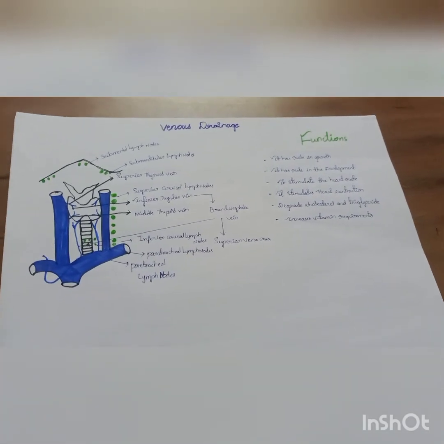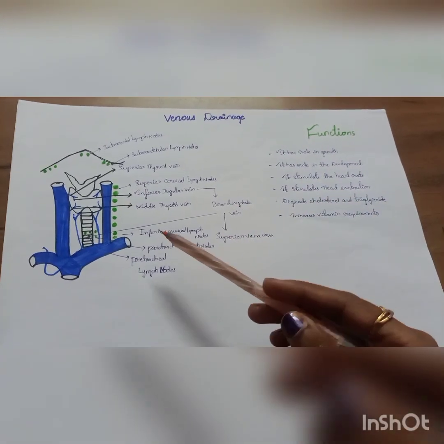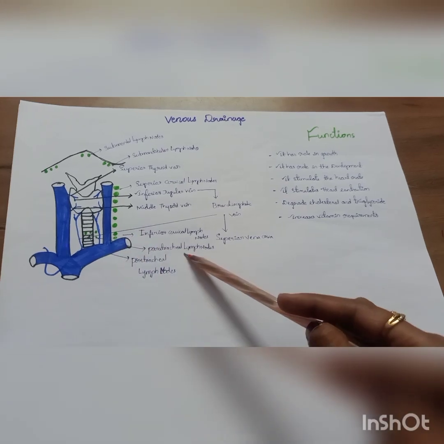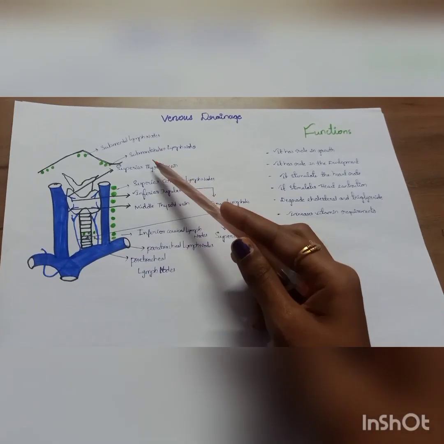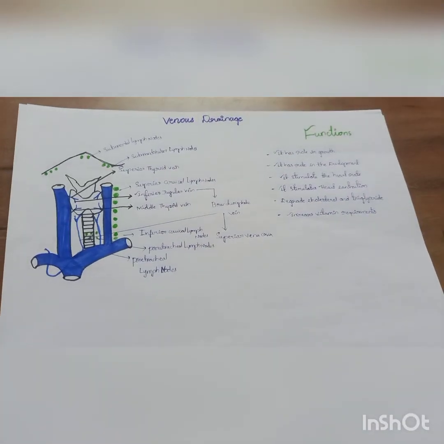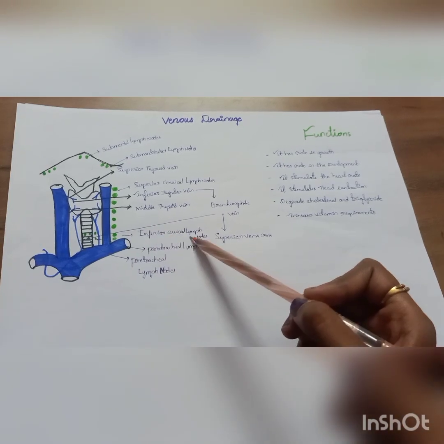And coming to the lymphatic drainage, we have pretracheal lymph nodes, paratracheal lymph nodes, submandibular lymph nodes, submental lymph nodes, superior cervical lymph nodes, and inferior cervical lymph nodes.